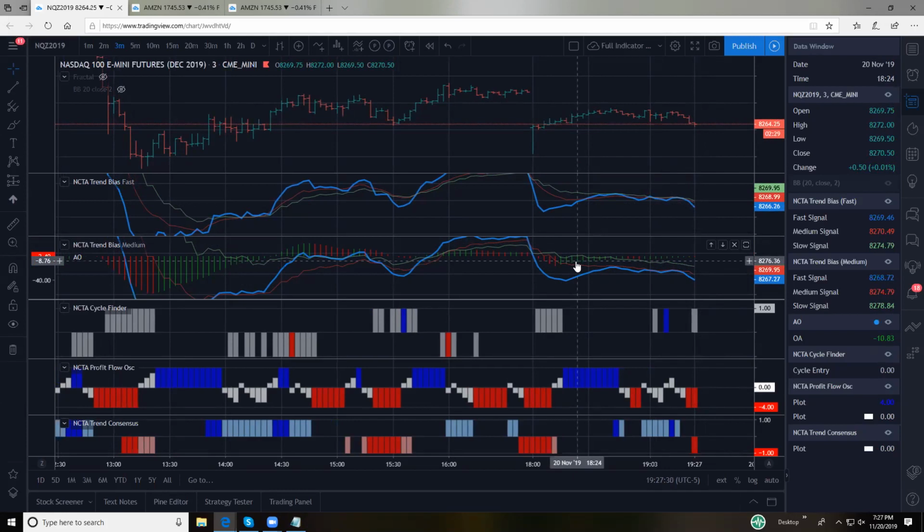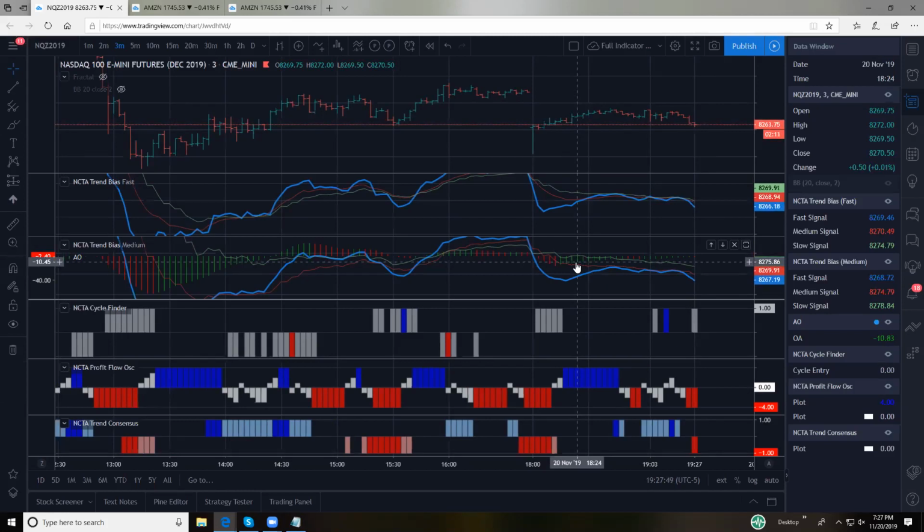Now, I want to make sure you're clear on each of the entry methods, and then I'm going to go back and show you some examples, kind of rolling through some trades and some activity in the market, and help you understand how this all flows together.